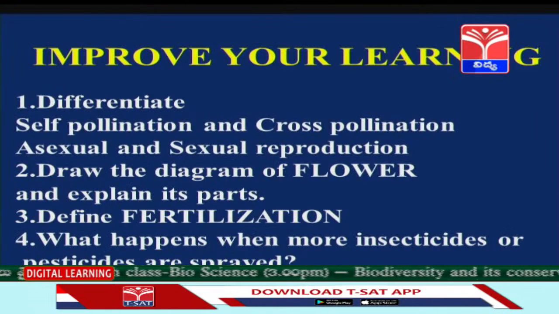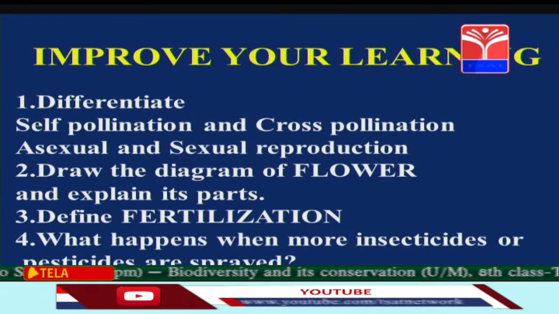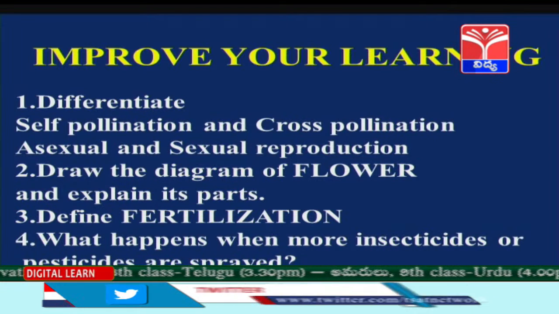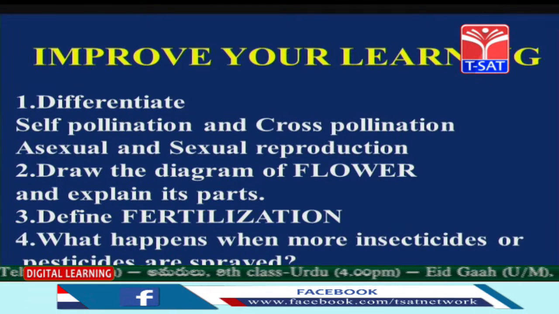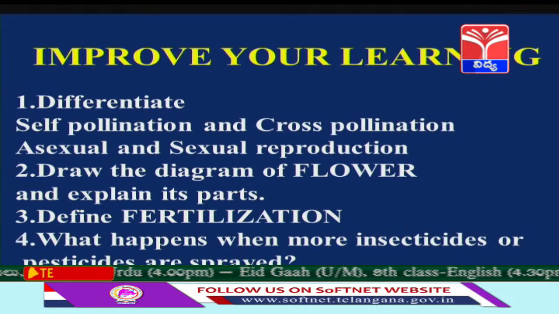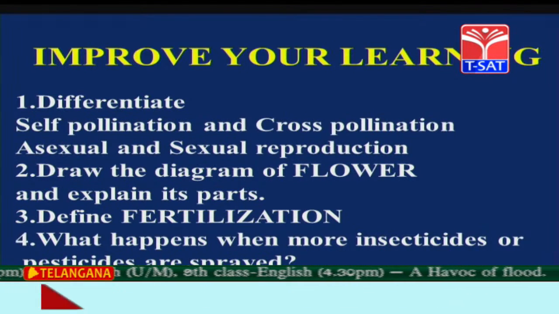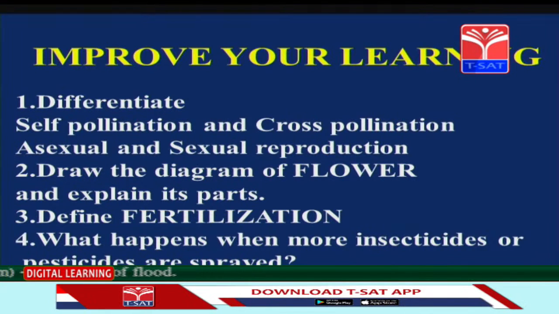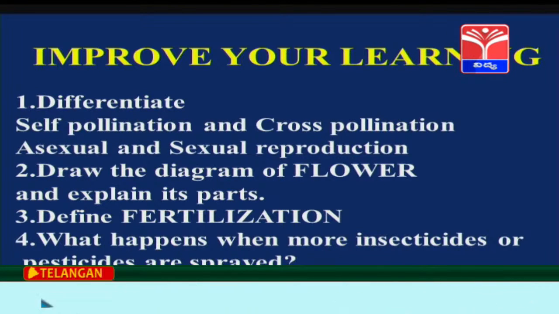After understanding this lesson, please read the lesson once again and try to complete the assignment which I am giving now. See, children, improve your learning: differentiate self-pollination and cross-pollination. What is meant by self-pollination? What is meant by cross-pollination? You have to differentiate them. The next one is, what are the differences between asexual and sexual reproduction? And the next question is, draw the diagram of a flower and explain its different parts and their functions. Okay, children.